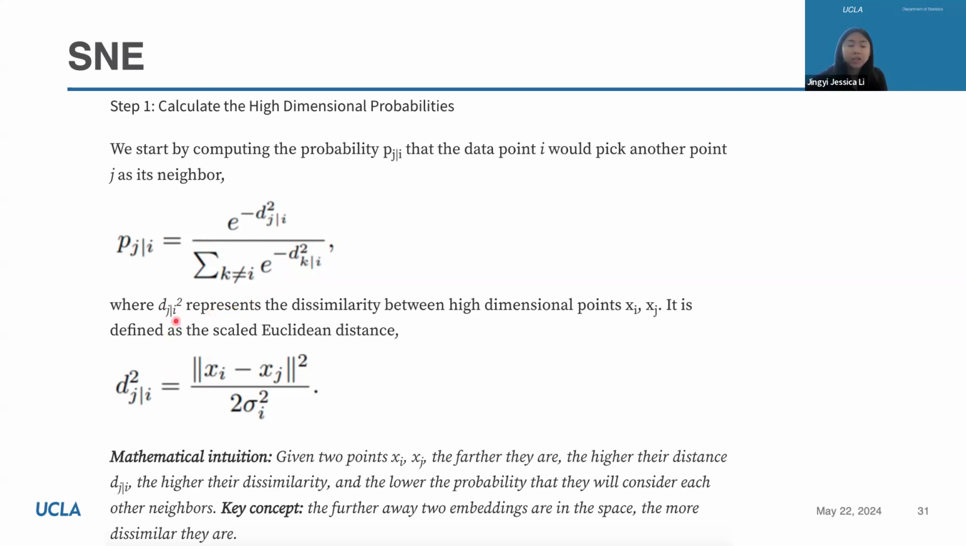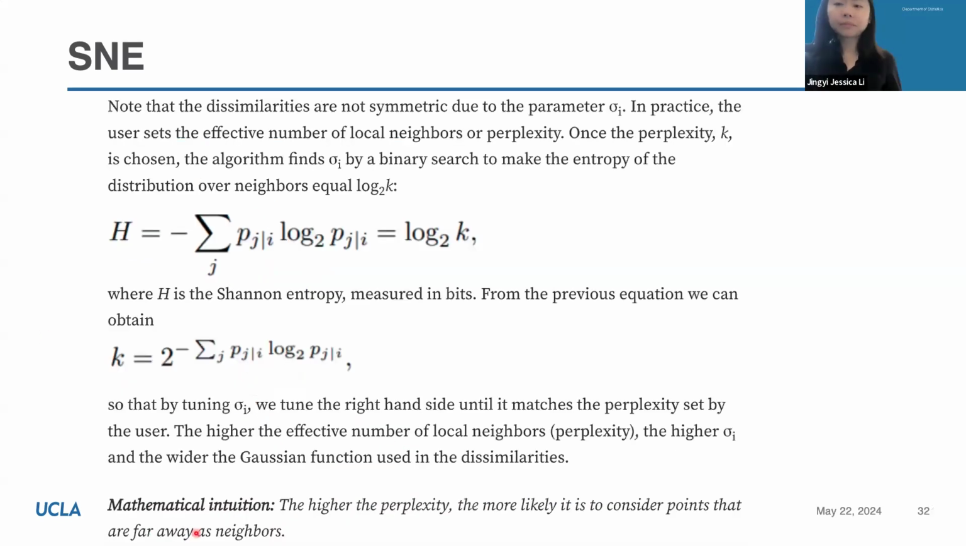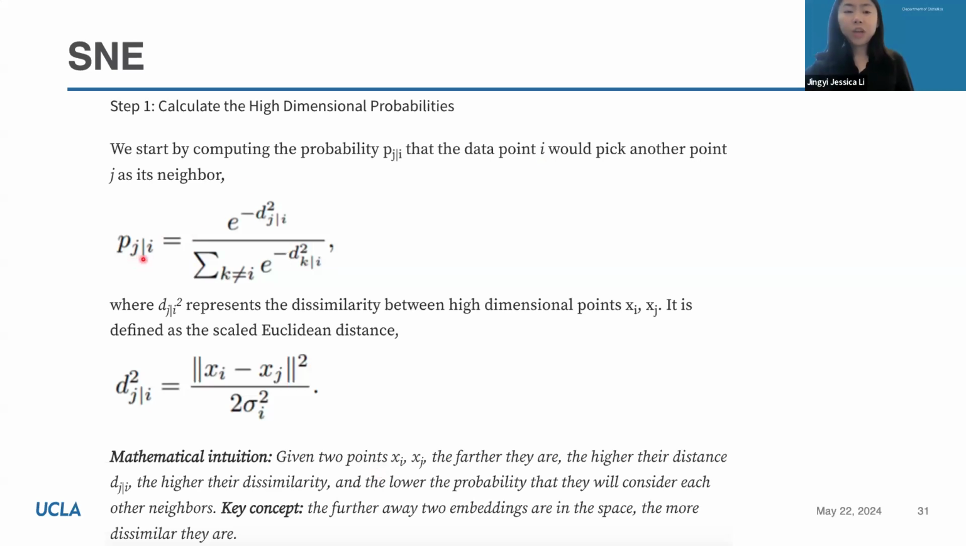All right, d(j|i) represents the dissimilarity between high-dimensional points xi, xj. It's defined as the scaled Euclidean distance, xi minus xj, scaled by 2 times sigma i squared. If you're familiar with the Gaussian density, that's what it is: the squared distance divided by 2 times the variance. The mathematical intuition is that given 2 points xi, xj, the farther away they are, the higher their distance d(j|i), the higher their dissimilarity, and the lower the probability that they will consider each other neighbors. The key concept here is the further away 2 embeddings are in the space, the more dissimilar they are. Note that the dissimilarities are not symmetric due to the parameter sigma i. When you calculate P(j|i), you involve 2 sigma i squared. When you calculate P(i|j), it's 2 sigma j squared.